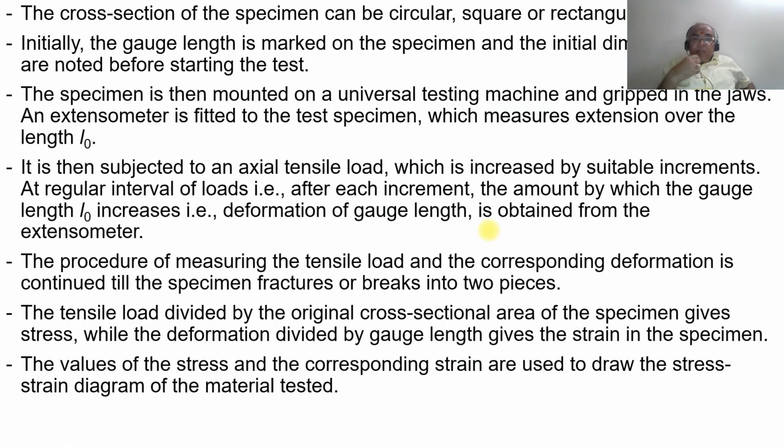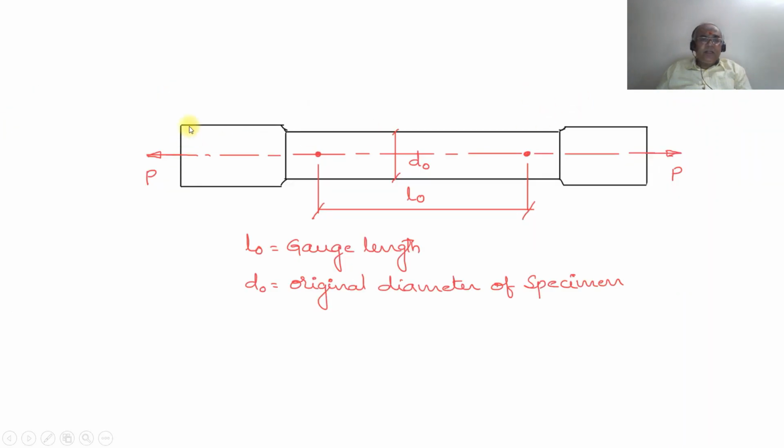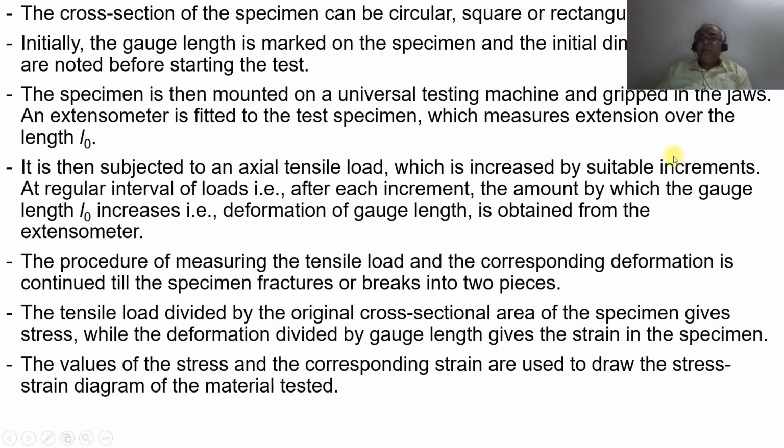The specimen is then mounted on the universal testing machine, so we are conducting the experiment on a universal testing machine, or UTM, and gripped in the jaws. An extensometer is fitted to the test specimen, which measures extension over the length L0. So these are the two gripping jaws, one connected on this side and the other on this side, and then the extensometer is connected to the specimen, which in turn is connected to the reading that measures the extension of the length L0.